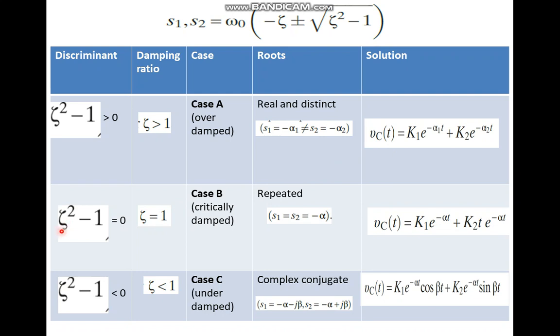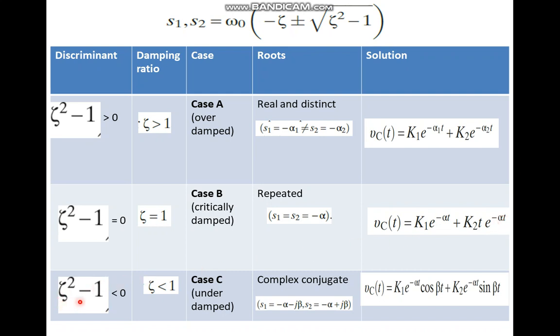Similarly, if the discriminant zeta squared minus 1 is equal to 0, which is only possible when zeta is equal to 1, then the roots are repeated, the response is critically damped, and the solution is of the form k1 e to the power root times t plus k2 t e raised to the power root times t.